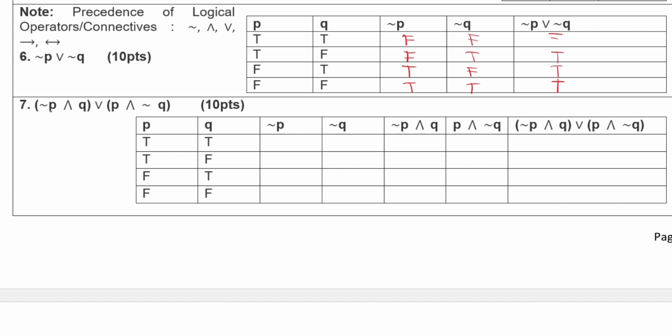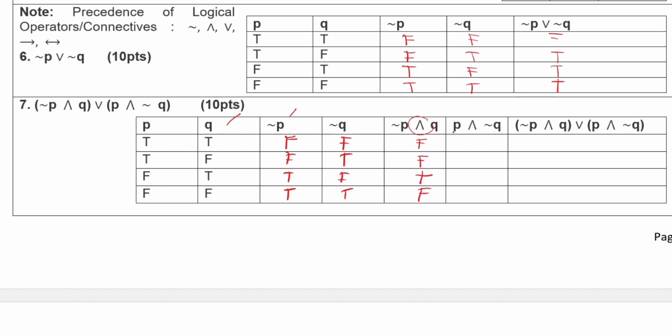Number 7, not P and Q or P and not Q. So first, not P, reverse of true, reverse of false. Not Q, reverse of true, reverse of false. Then not P and Q. We're going to use the conjunction, true only if both not P and Q are true. So here, these are both true, therefore true, the rest are false.